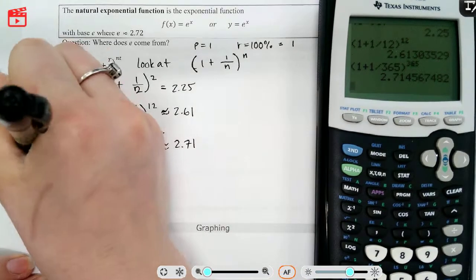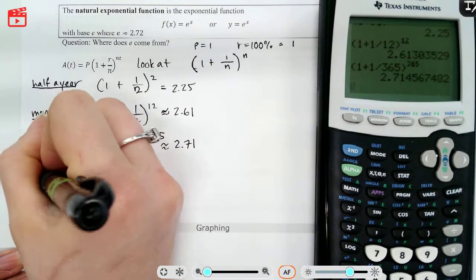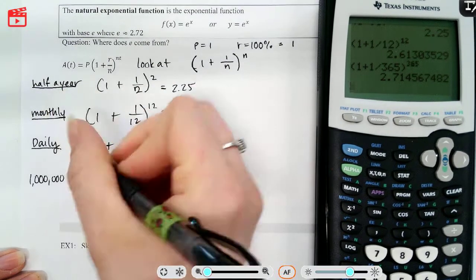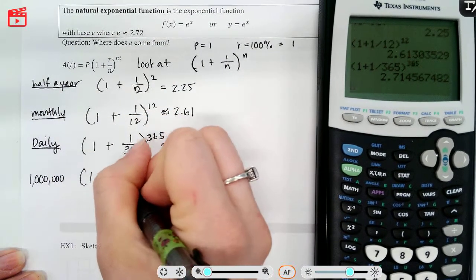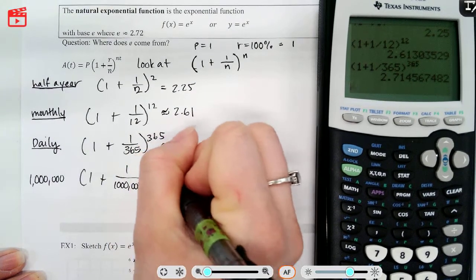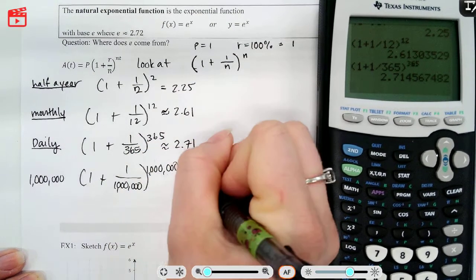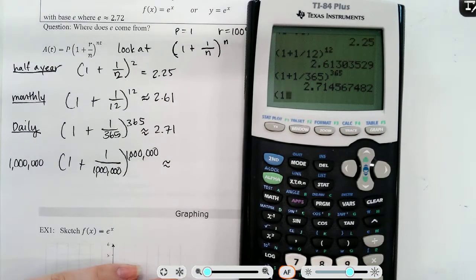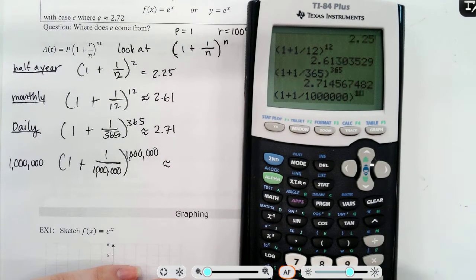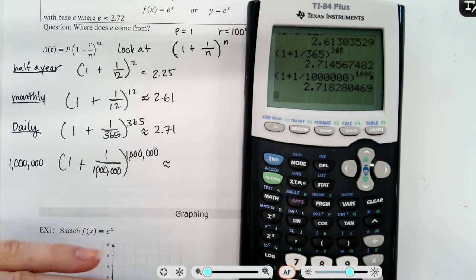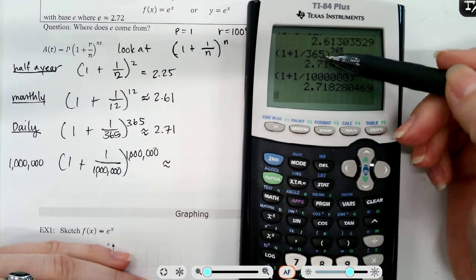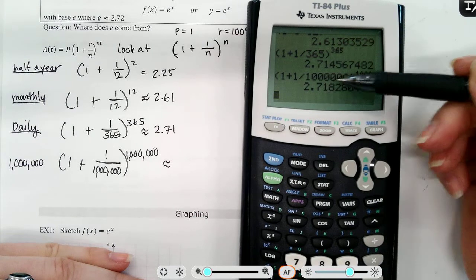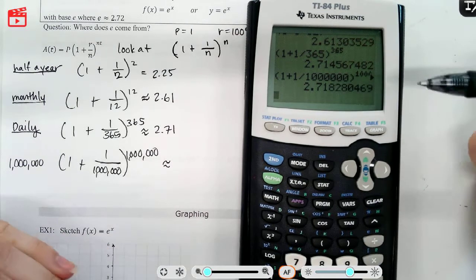How about, instead of daily, let's look at a million. Why not? Let's see if we can make this value come out bigger. Okay, plug that into your calculator and see what your number is. Voila! It hasn't gotten much bigger at all. We went from 365 to a million, and we just went up a teensy-weensy amount.